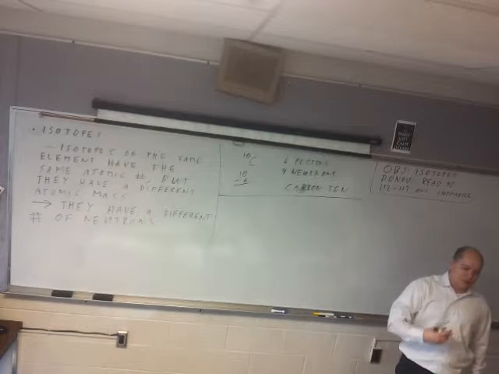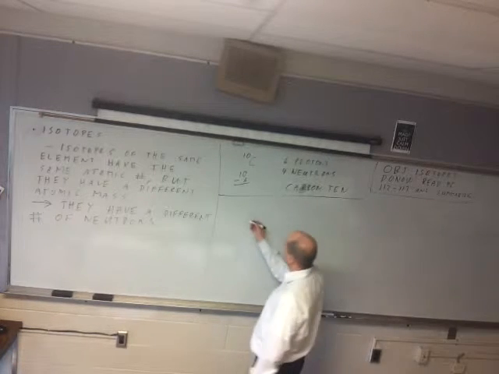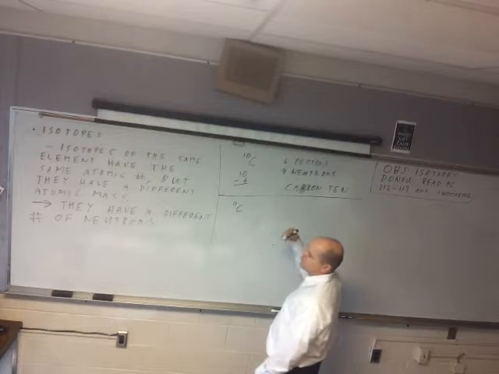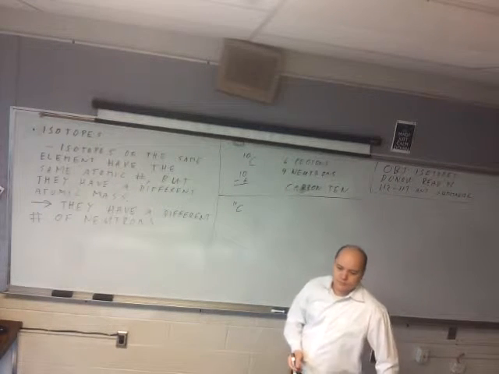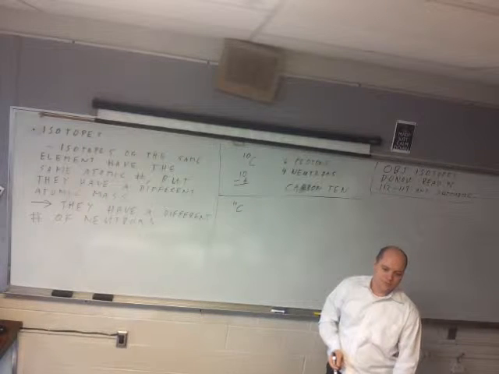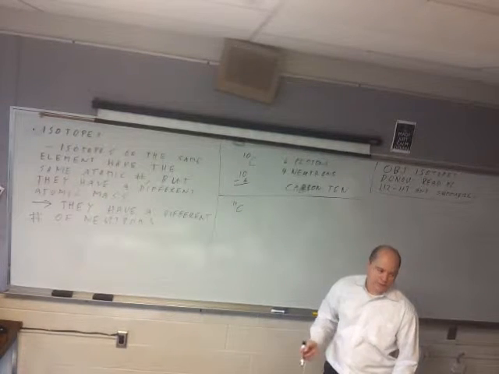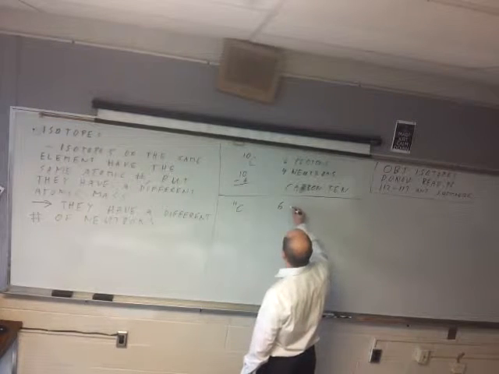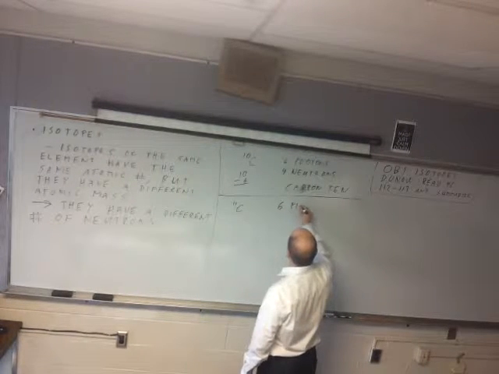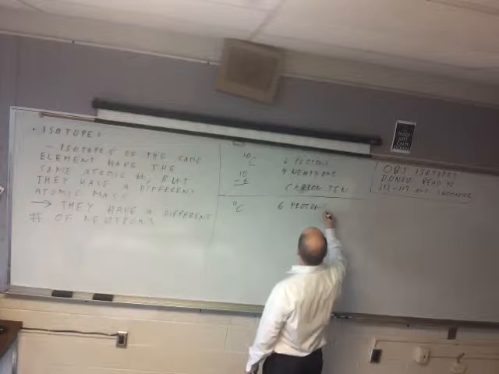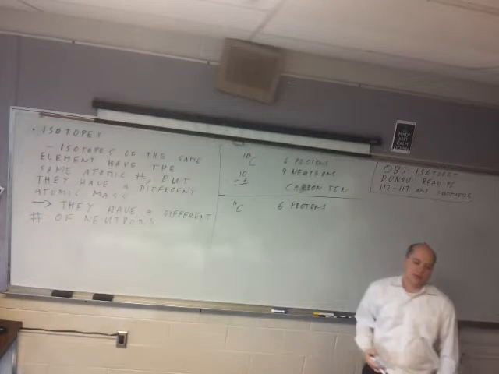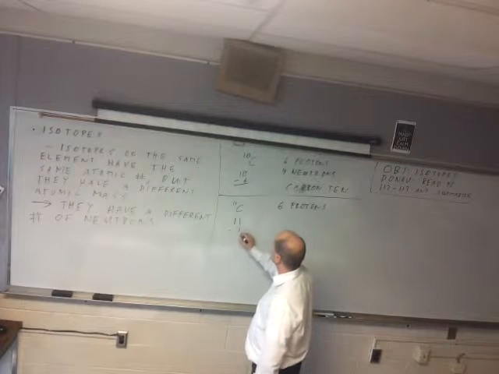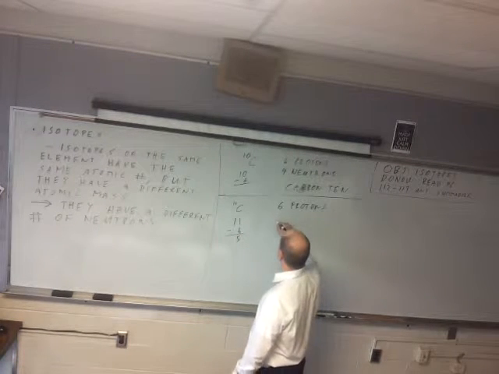All right, another isotope of carbon is carbon 11. And so this one is going to have how many protons? It's going to have 6, because carbon's always going to have 6 protons, right? The atomic number doesn't change. So 6 protons. Remember, anytime you're talking about the same element, it's always got the same number of protons. And then 11 minus 6 is 5 neutrons.